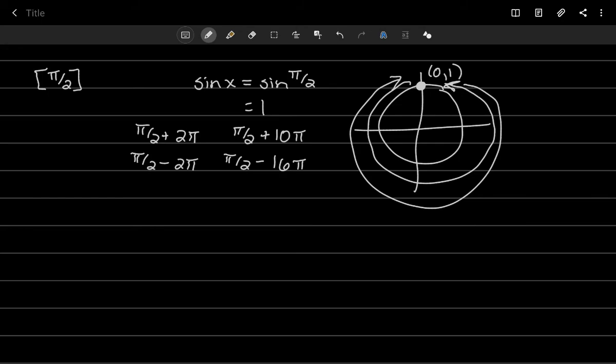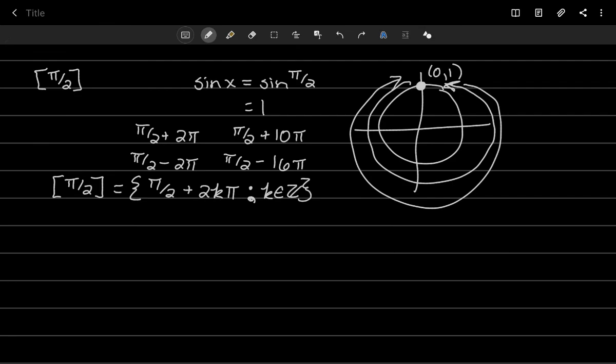So we can write this nicely. We can say that the equivalence class of pi over 2 is going to be all things of the form pi over 2 plus 2k pi, such that k is an integer. And so that takes care of the type of things I was listing, right? If k is negative 8, I get the minus 16 pi. If k is 5, I get the 10 pi. Okay. So this is the equivalence class of pi over 2.